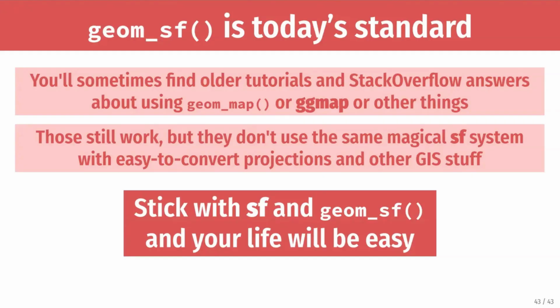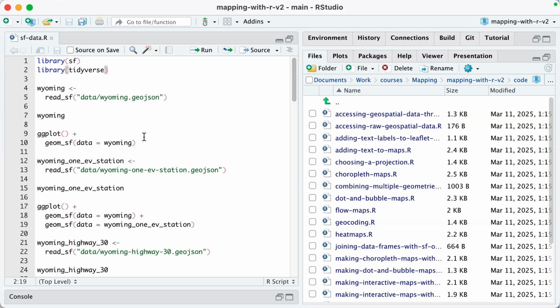Now, as Andrew points out, you're going to sometimes find older tutorials or things on Stack Overflow that talk about using things like geom_map or ggmap, or maybe you'll even see something called SP. All of these are older formats. SF data is the standard that everybody uses for vector data at this point, and it's definitely what you should be using. To show you how SF data works, let me load a couple packages.